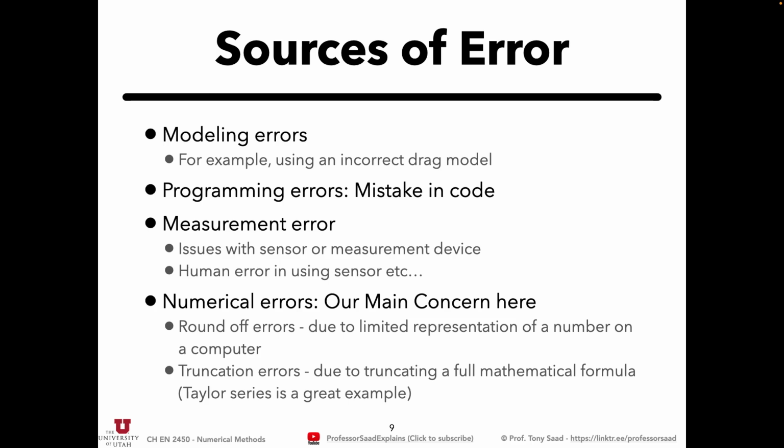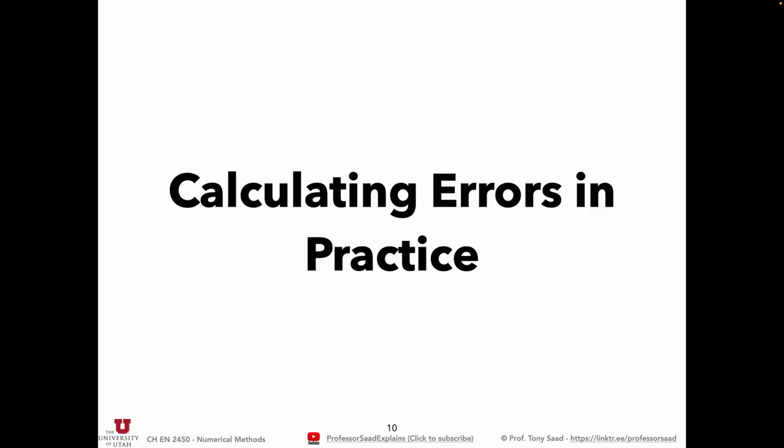There are truncation errors. We will come back to truncation error later in the semester when we have partial differential equations. And these are due to truncating a full mathematical formula. Like you have an infinite sum to compute a quantity, but then you can't compute an infinite sum realistically, so you truncate it. You say, I'm going to compute the first 200 terms, and the rest is called a truncation error. Okay. So next, we're going to look at calculating errors in practice.